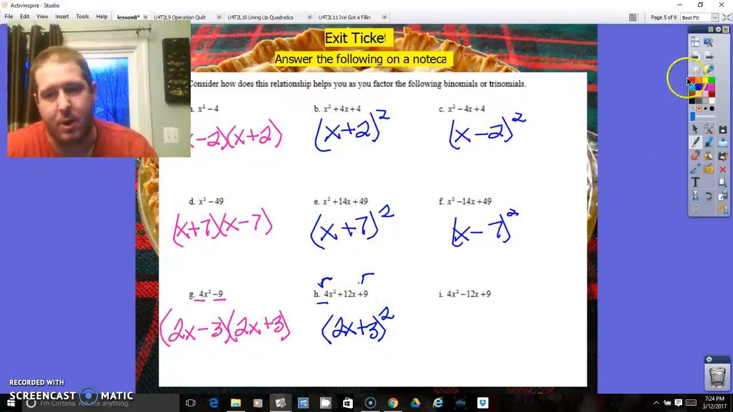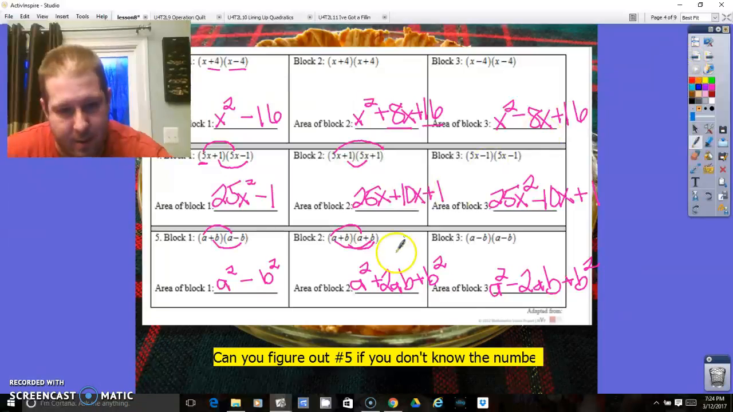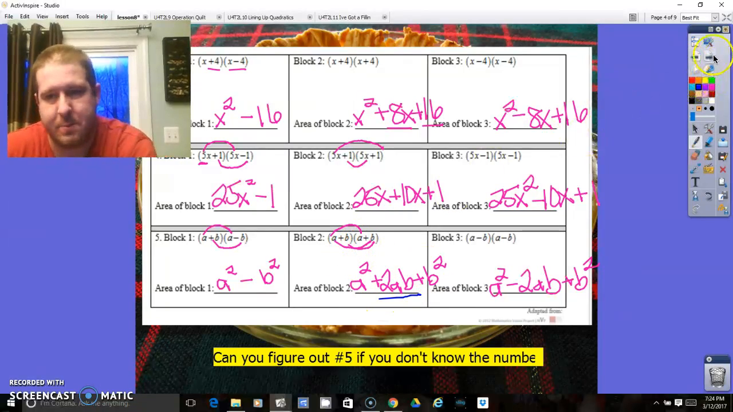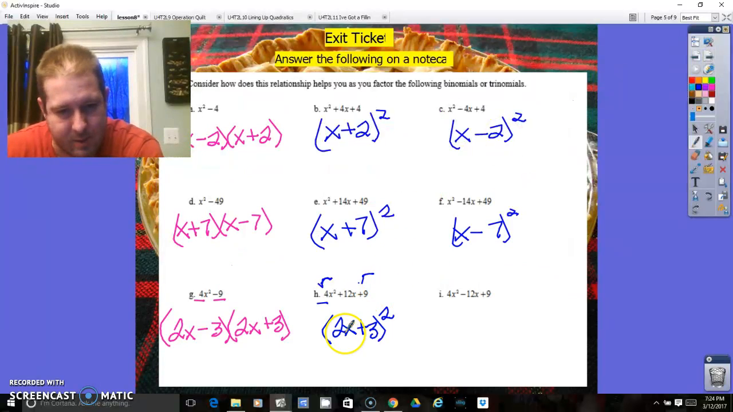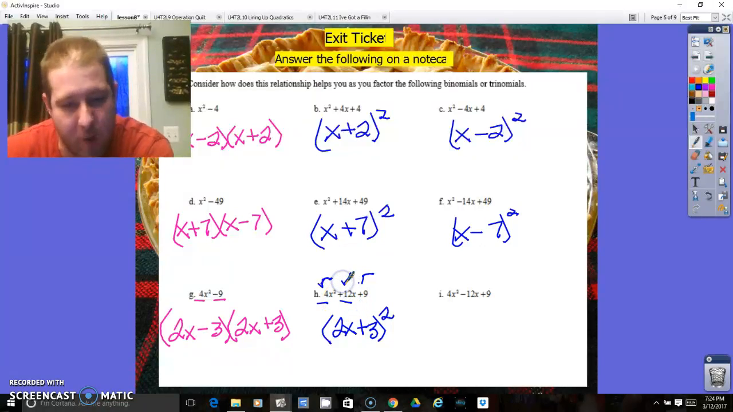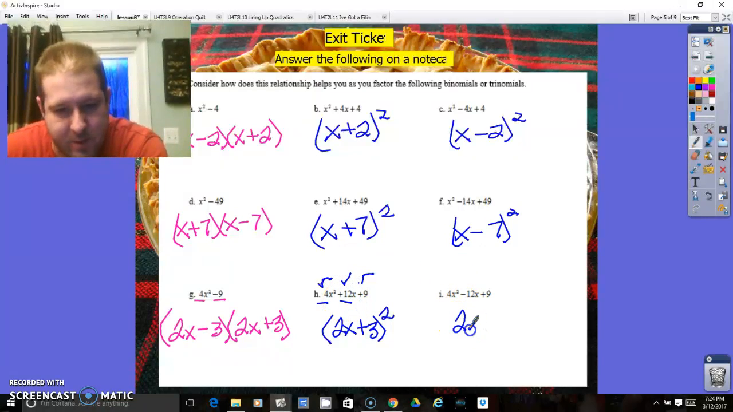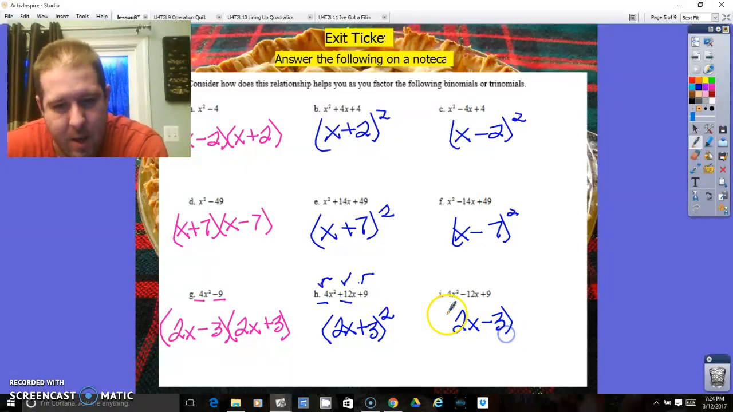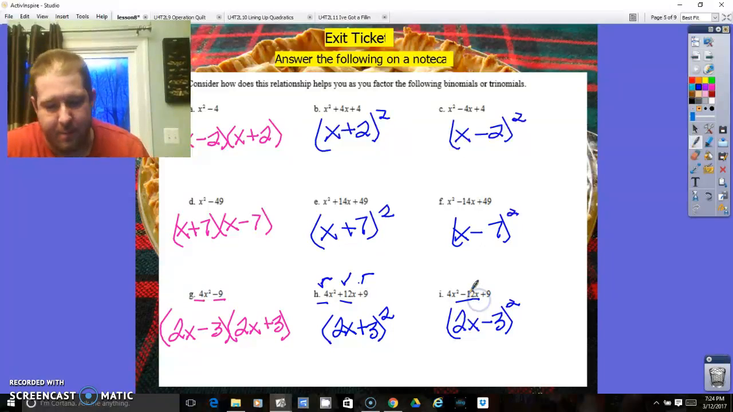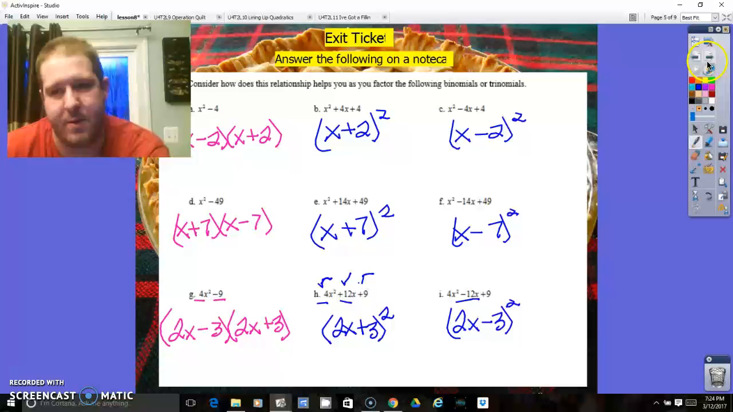Now, remember what we learned, let me go back a page, that the middle term was always double a times b. Well, in this case, a is 2x, b is 3. That will give you 6x. Double it does give you 12x. Check. That does work. All right, so this is going to be a perfect square of 2x minus 3. And the only reason you can tell the difference between this and this is the b term. If the b term is negative, it's going to be a negative. If the b term is positive, it's going to be a positive right there.